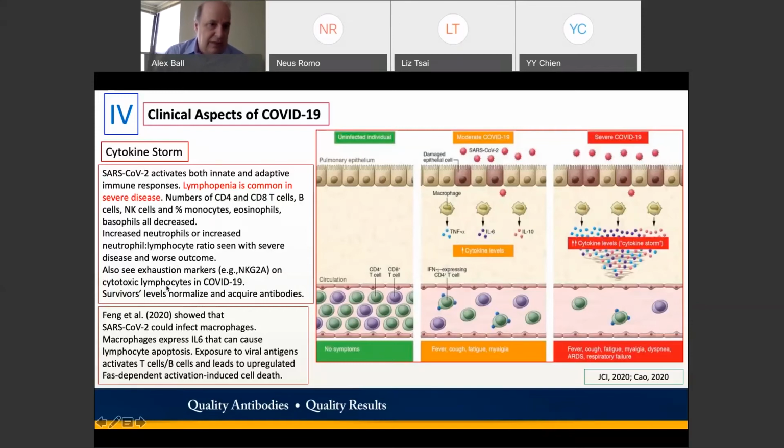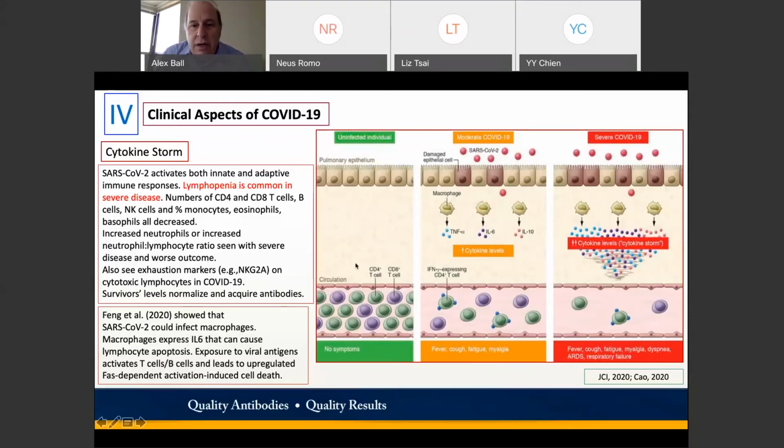What's also seen in cytotoxic lymphocytes is the expression of exhaustion markers like NKG2A. So the immune system is just becoming exhausted. The good news is that for the patients that recover, these numbers all normalize, and as we'll see, antibodies are acquired. Feng et al., in conjunction with other studies, has shown that SARS-CoV-2 seems to have the ability to directly infect some macrophages. Macrophages express IL-6 that can cause lymphocyte apoptosis and actually lead to an upregulated Fas-dependent activation-induced cell death.